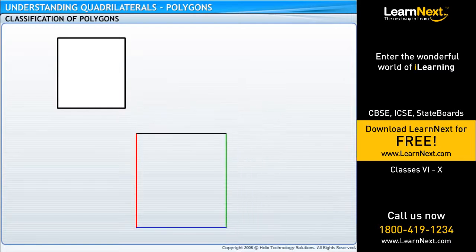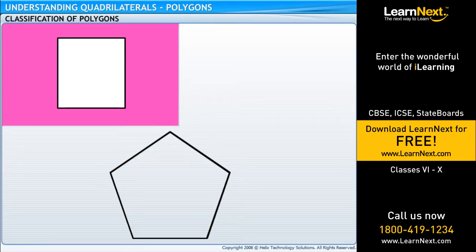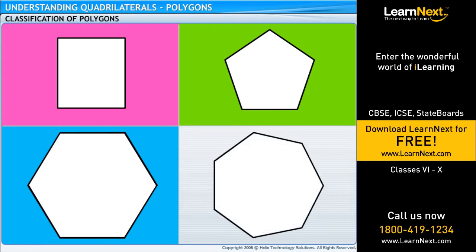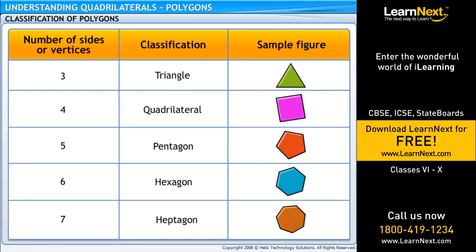Again, if we cut the quadrilateral at one vertex and add another side, it is a polygon of 5 sides, which is generally called a pentagon. In this manner, we can obtain a 6-sided polygon, a hexagon, a 7-sided polygon called a heptagon, and so on. If we have an n-sided polygon, it is called an n-gon. Take a look at the table to understand the classification of polygons according to the number of sides or vertices.